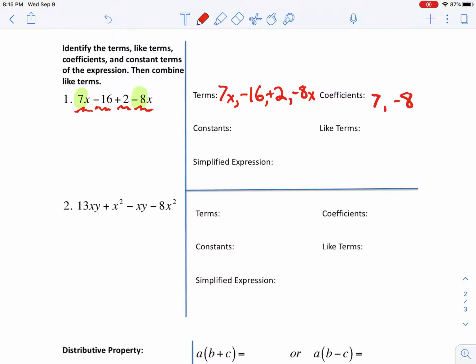Notice there's no variables over here. For coefficients, they're the numbers in front. Then we can look at the constants. These are the ones that don't have any letters at all. So -16 and 2. And whether you put a +2 or just leave it as 2, that's fine.